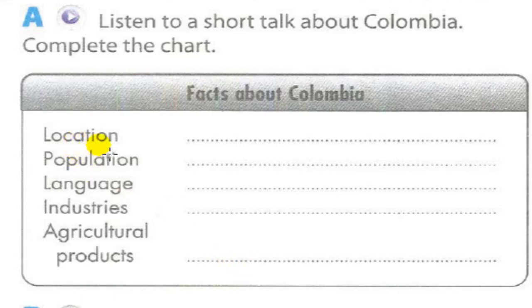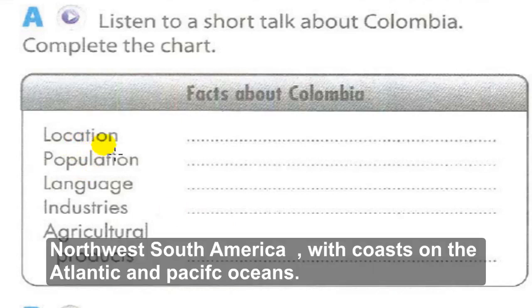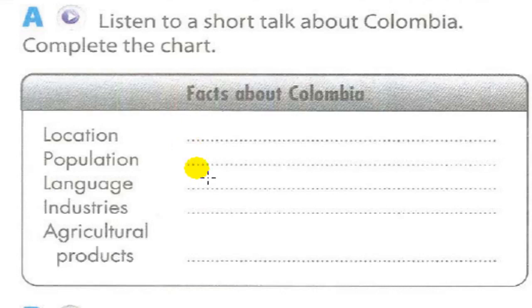Colombia. Location. Location, place. Where is Colombia? Northwest South America, with coasts on the Atlantic and Pacific Oceans. Population, the number of people. Around 45 million. 45 million. Language, Spanish.